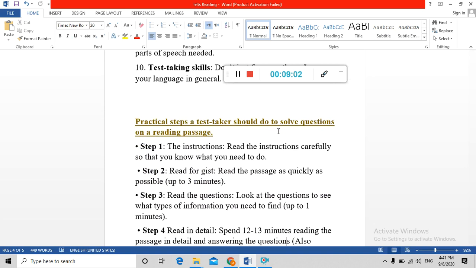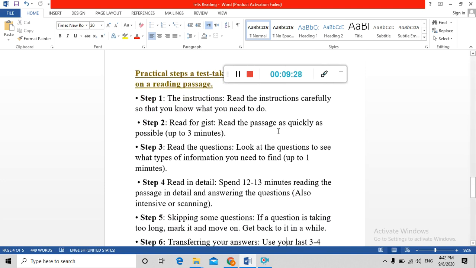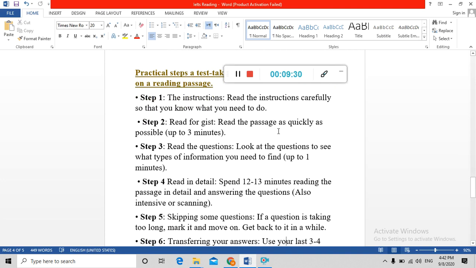The instructions. We need to read the instructions carefully so that you know what you need to do. Step 2. Read for gist. What does it mean? Read the passage as quickly as possible, up to 3 minutes. Then read the questions. Look at the questions to see what type of information you need to find, up to 1 minute. Read in detail. Spend 12 to 30 minutes reading the passage in detail and answering questions, also called intensive reading or scanning.